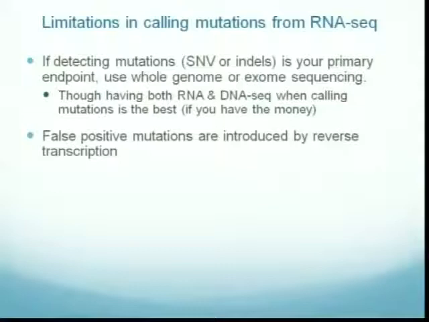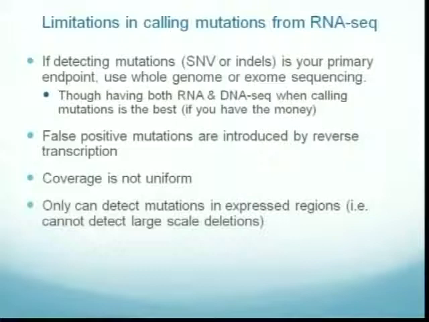The coverage is not uniform in RNA-seq. Obviously, in RNA-seq, you're only picking up the areas that are expressed. You don't have uniform coverage across the genome. You can only detect mutations that are expressed. So if you have a mutation that's a large deletion, you're not going to be able to detect a large deletion using RNA-seq. And RNA editing can introduce false positives.